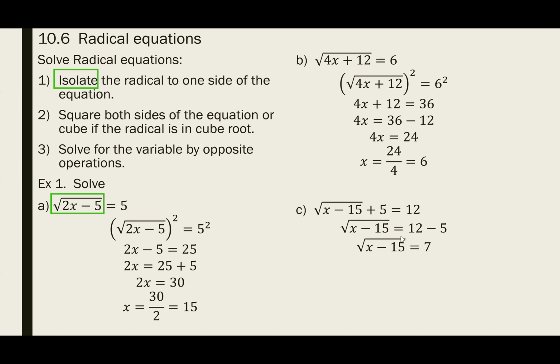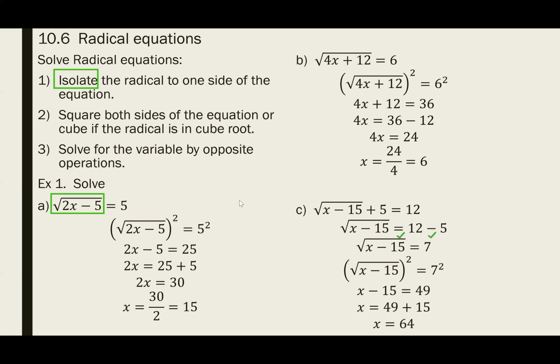My isolation is worked out. I have a radical equal to some number. What do I need to do? I need to square them up. If I have a square root, to get rid of the square root, I need to square. And if I square on one side, I need to square on the other side. If I square this side, I have x minus 15. I square the other side, I have 7 times 7 is 49. And to solve for x, I need to add 15, which gives me x equal to 64.